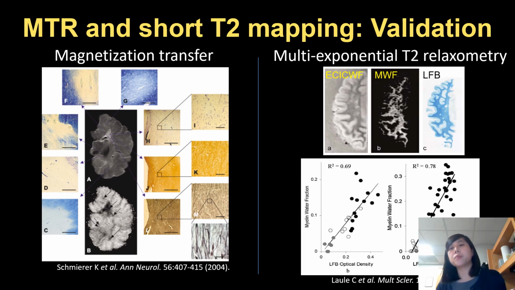Similarly, with multi-exponential T2 relaxometry, myelin water fraction shows strong correlations with myelin staining in both lesions and the normal appearing white matter, as you can see here on this histological stain, the Luxol fast blue stain, which binds to myelin. So in the plots below, you can see that there's a strong correlation between myelin water fraction as quantified by multi-exponential T2 relaxometry and LFB optical density, essentially reflecting the myelin content within the tissues, both within lesion averages as well as normal appearing white matter.